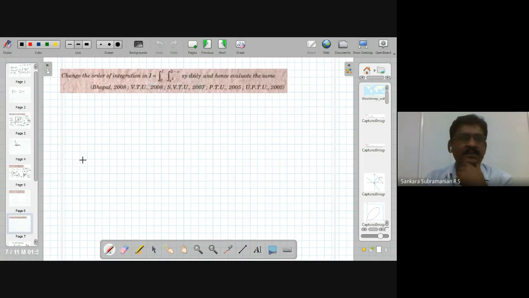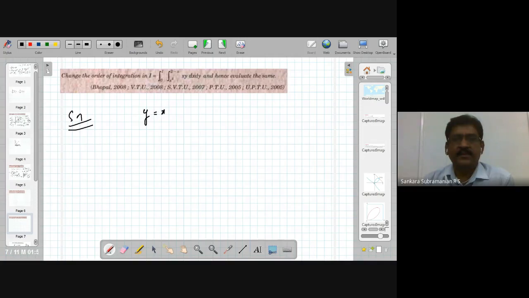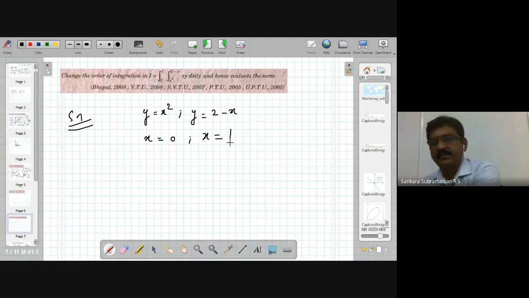So this we can take as the last one because this is a repeated question. So I just take down: x equal to 0, x equal to 1. y equal to x square is given. y equal to 2 minus x is given. x is equal to 0, x is equal to 1. Now we can start drawing the diagram. I'll give time for you.